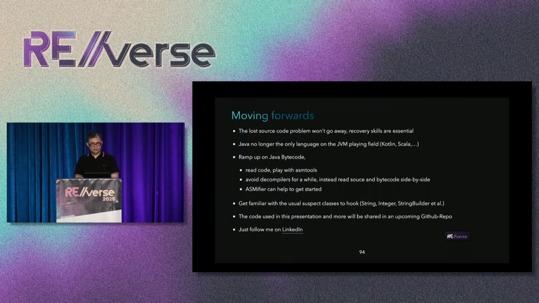Moving forward, the lost source code problem won't go away. Recovery skills are essential. Java is not the only language on the JVM playing field. There's Kotlin, Scala. So ramp up on bytecode, read code, play with Asmtools, avoid decompilers for a while, read source code and bytecode side by side. There's a nice tool from ASM which just processes class files into programs. Get familiar with the suspect class, the hook, strings, integers, big integers, string builders.